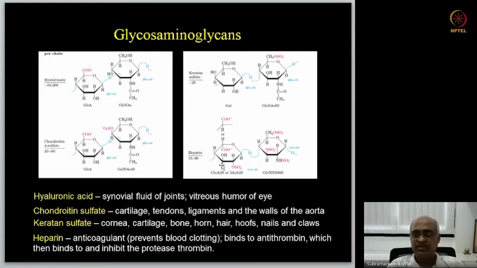Then the fourth one we are going to learn about is heparin. Heparin is present in our blood, and that prevents blood clotting. So when you collect a blood sample from patients for any analysis, usually the tube in which you collect contains a little bit of heparin, so that the blood doesn't get coagulated, doesn't become clot, doesn't become solid.